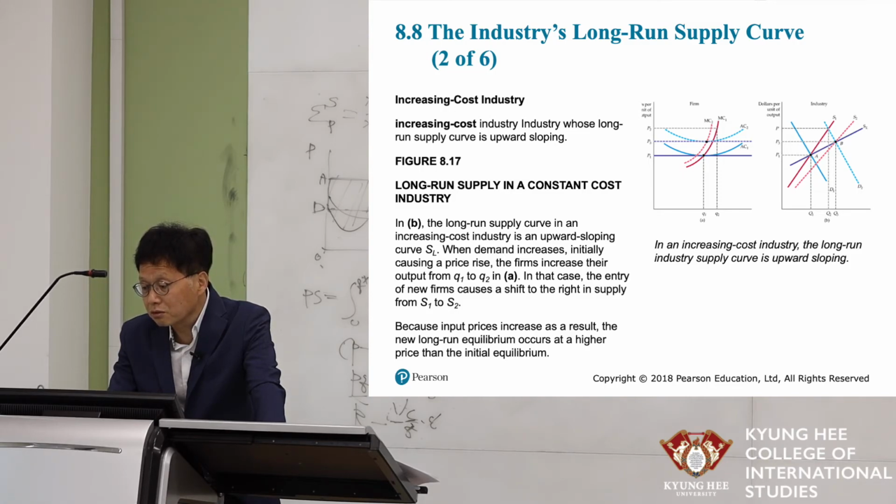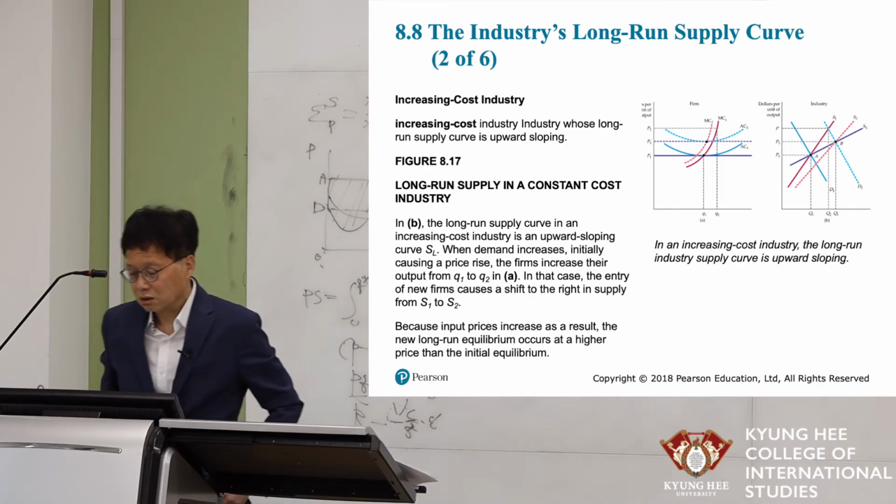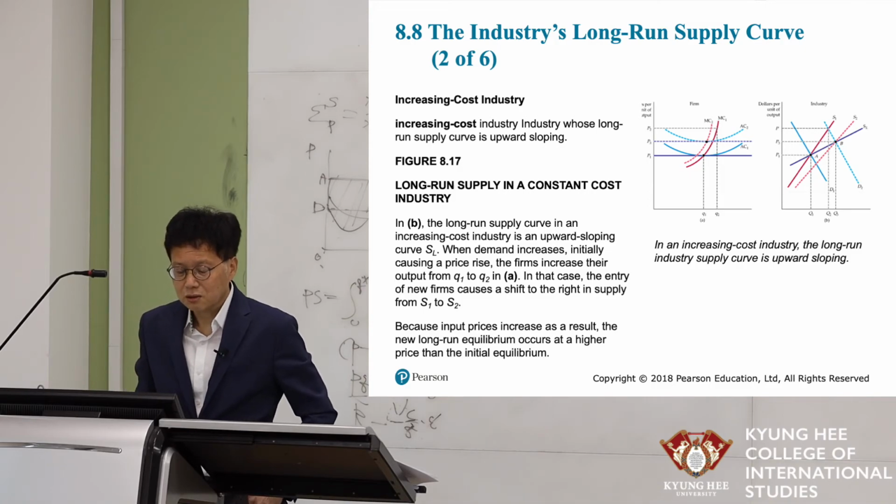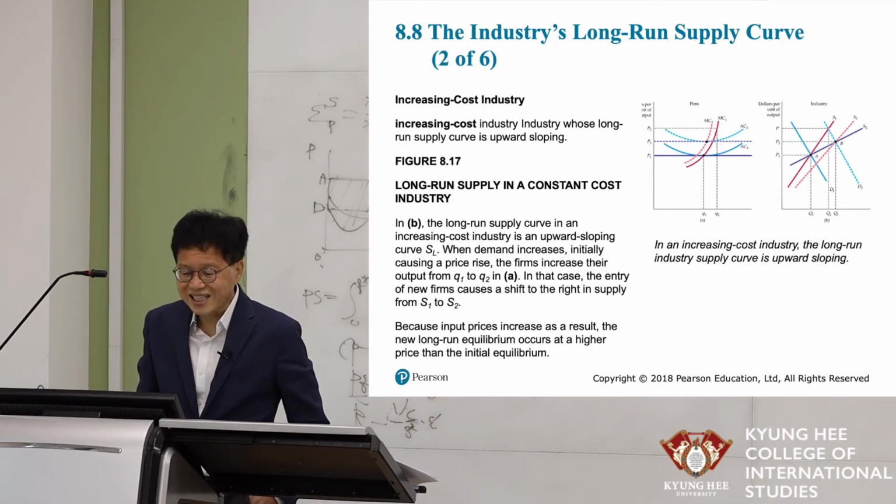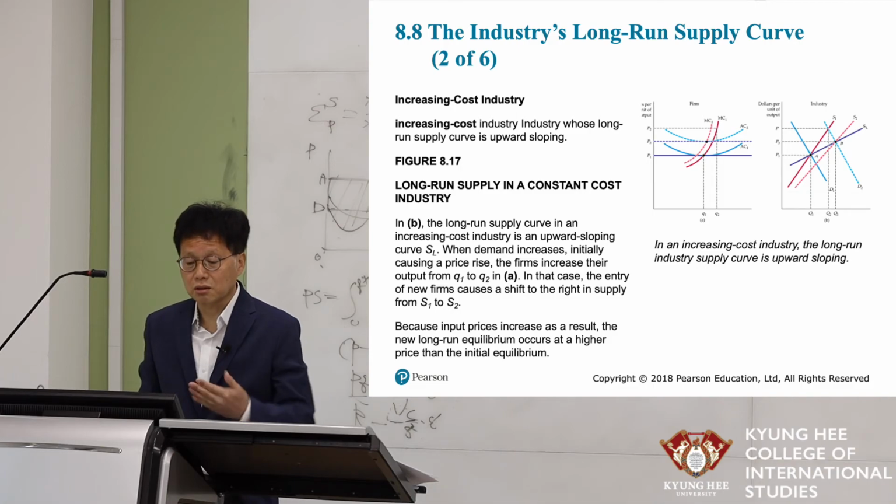At point B, D2 is equal to S2. If we connect A and B, we can get the long-run supply curve SL. Okay? And our textbook does not explain the decreasing cost industry, so practice for yourself.